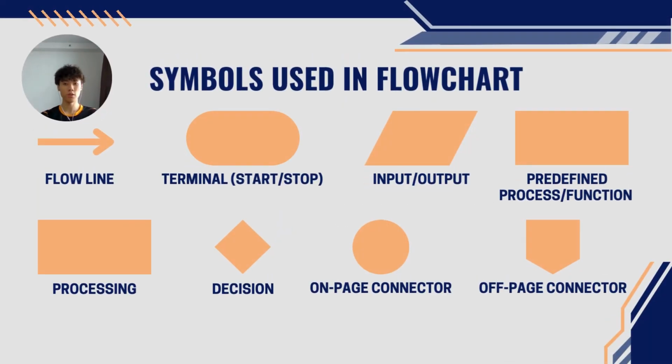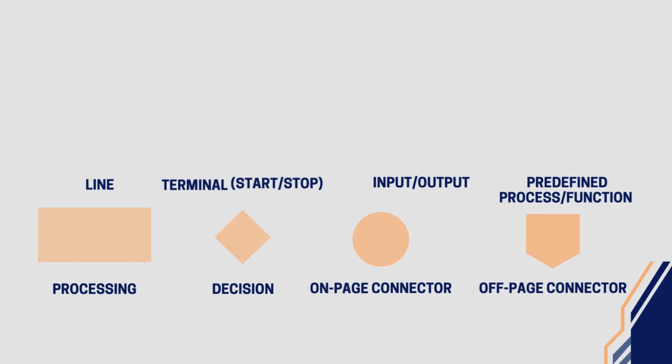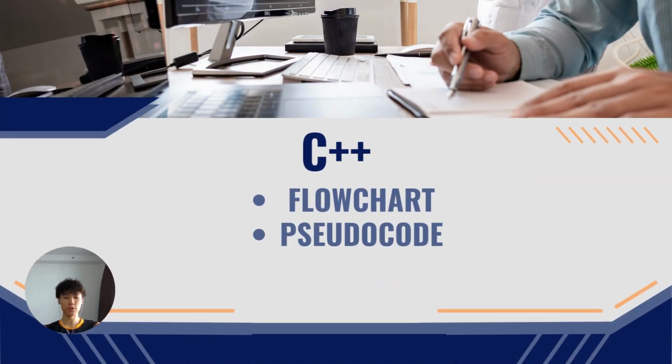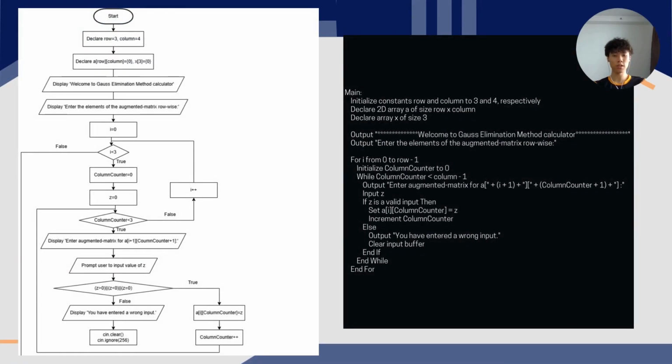There are many symbols used in flowcharts of programming and coding. For instance, the flow line indicates the flow of logic by connecting symbols, and the terminal represents the start and the end of a flowchart. The other symbols represent different functions. Let's begin with the flowchart and pseudocode of C++ coding. The left side is the flowchart, while the right side is the pseudocode.